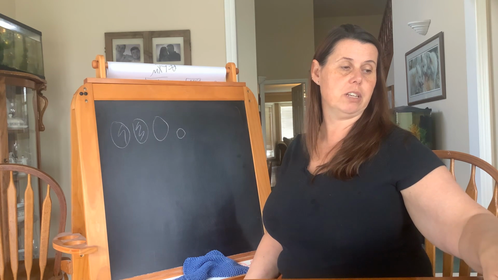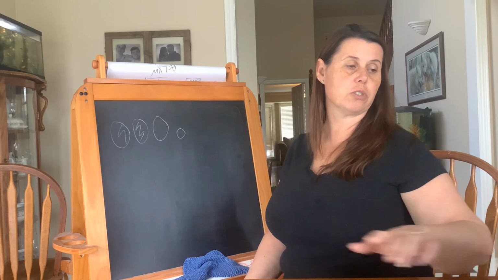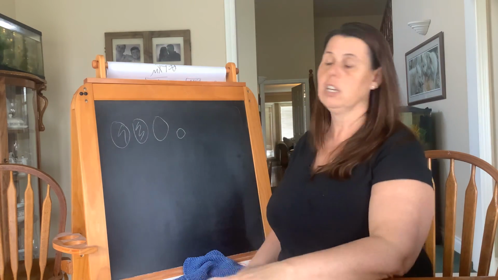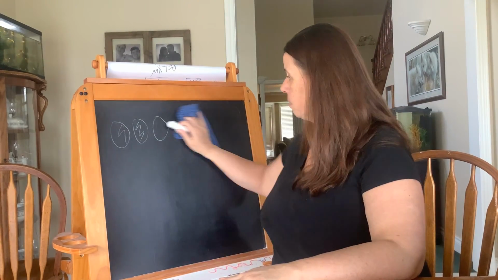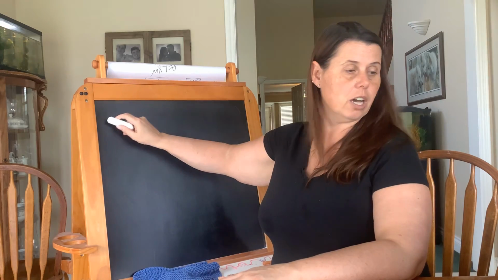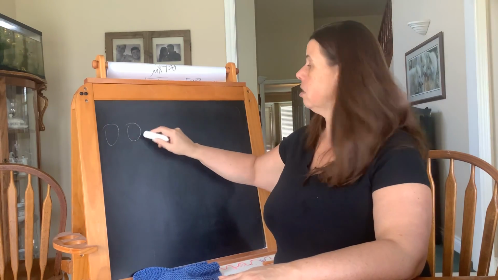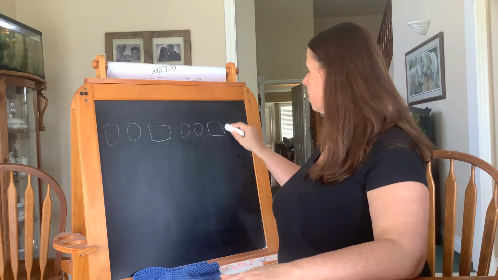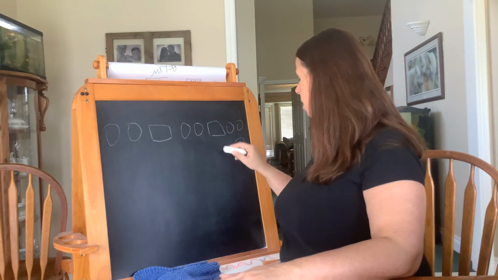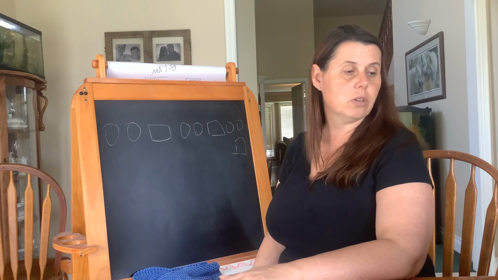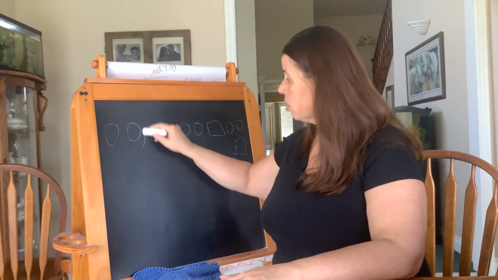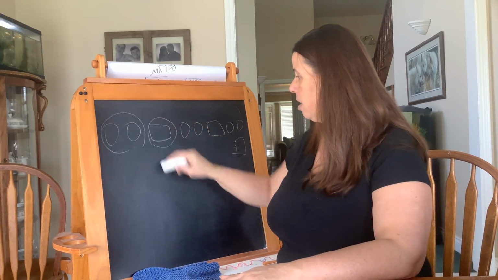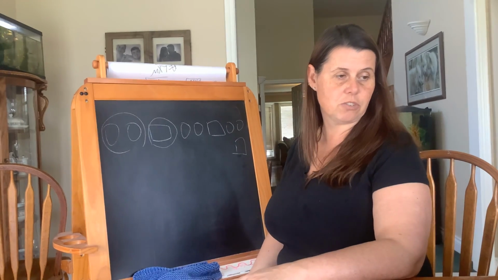Number 7, write the ratio of circles to squares. So they're showing you a pattern, right? It's got a circle, a circle, a square. A circle, a circle, a square. A circle, a circle, a square. And they're asking you, there are 2 circles to how many squares? Easy, just fill it in.